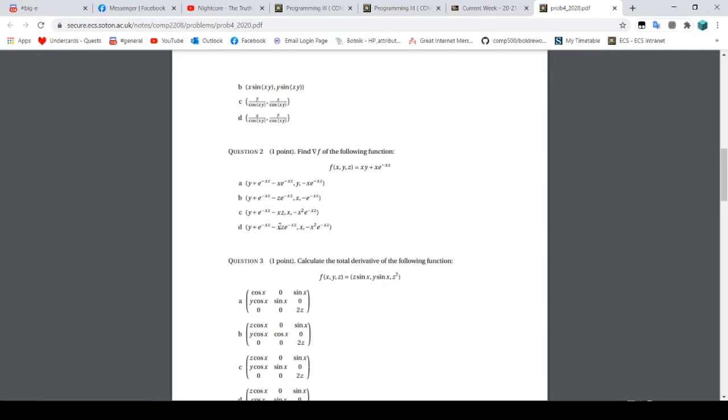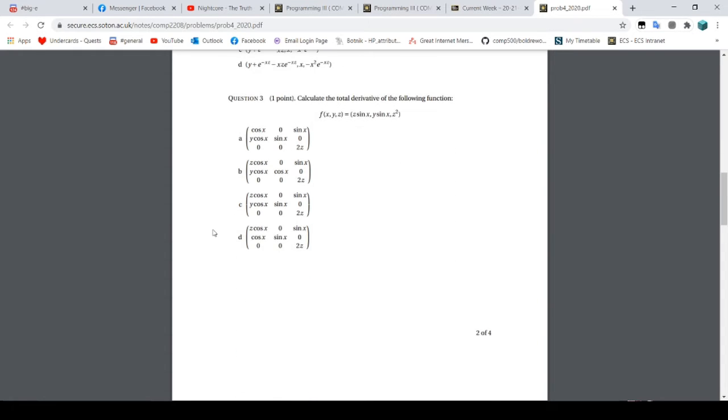Oh, they need to make their options a bit better. Okay, let's check though. So this is when you differentiate it with respect to y. Yeah, that looks correct. And when you differentiate with respect to z, you get yeah, that. It's kind of silly, huh? It's got to be D though, isn't it? We'll put D. Alright.